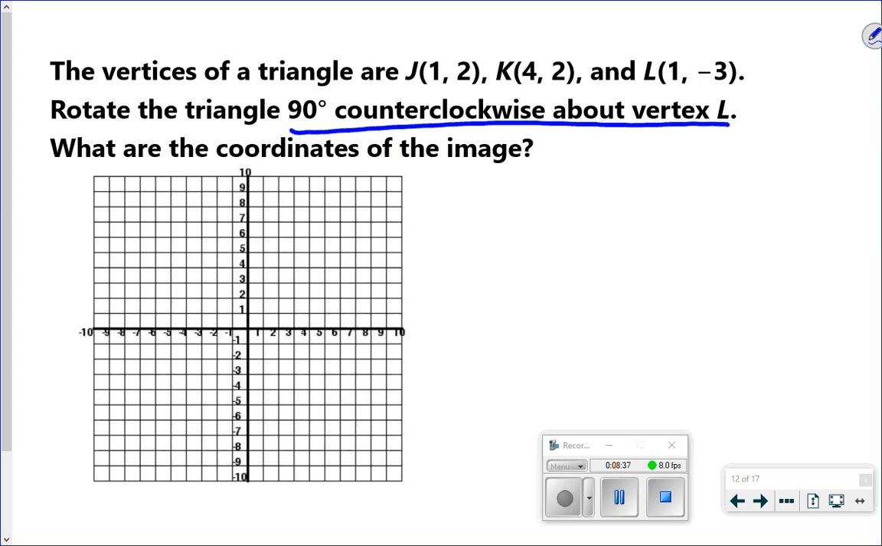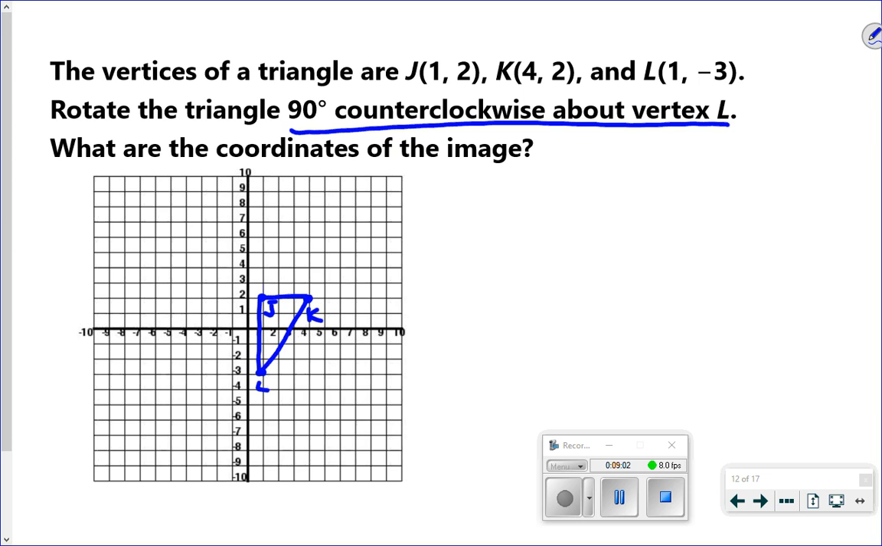So I'm going to start with my original picture. So J is at 1, 2. I go over 1, up 2. I plot point J. Then I have K is at 4, 2. So over 4, up 2, here's K. And then L is 1, -3. So I go over 1, down to -3. Here's my point L. I'm going to connect my triangle.